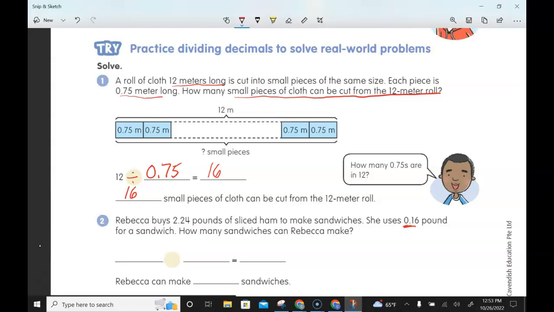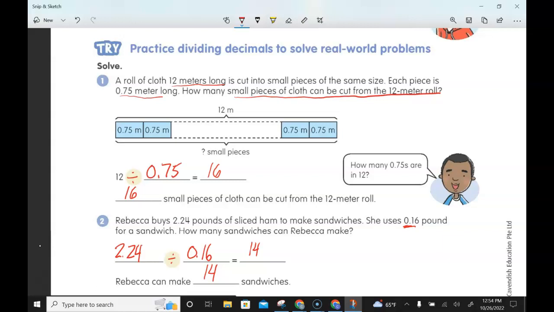All right, so we need to figure out how many times 16 hundredths goes into 2 24 hundredths. So we'll take the 2 24 hundredths. It's going to tell us how many sandwiches can be made, divided by 16 hundredths. Why 16 hundredths? Because that's how much, 16 hundredths of a pound, is in each sandwich, and that's going to equal 14 sandwiches. So we know Rebecca can make 14 sandwiches.